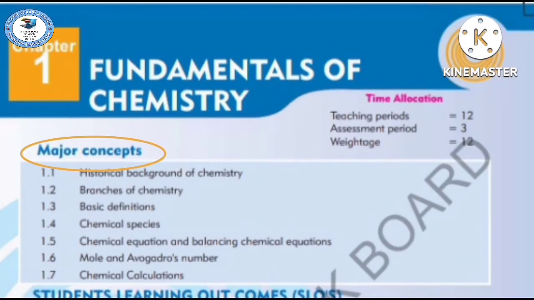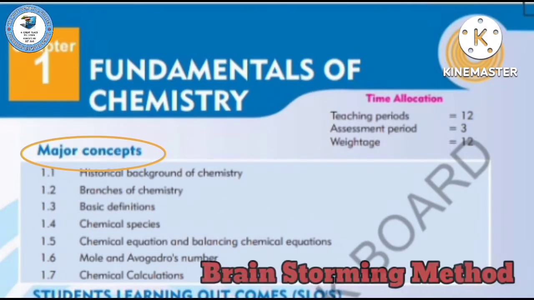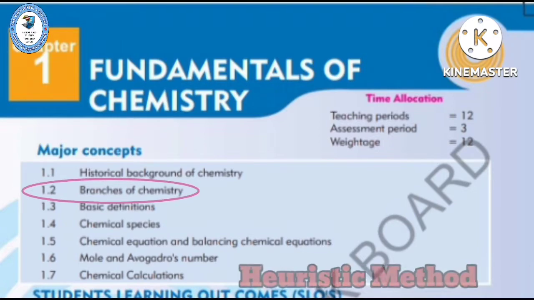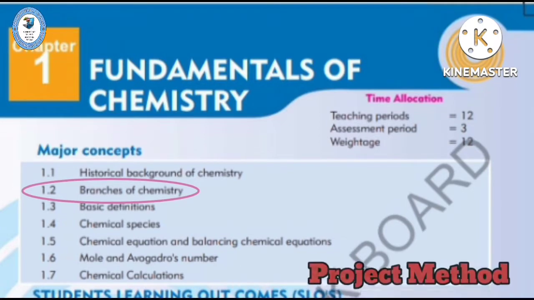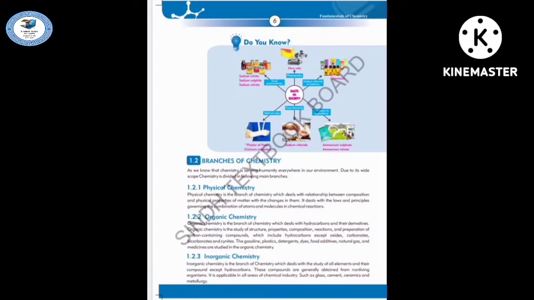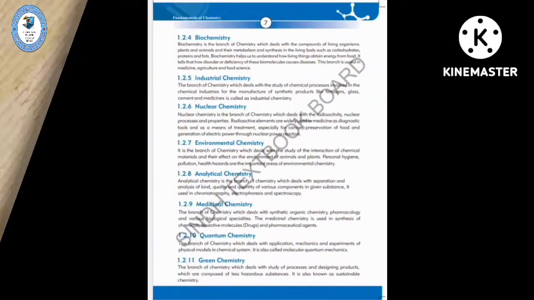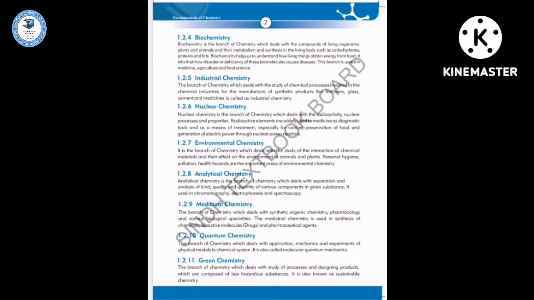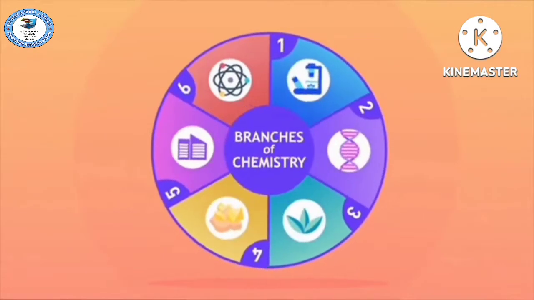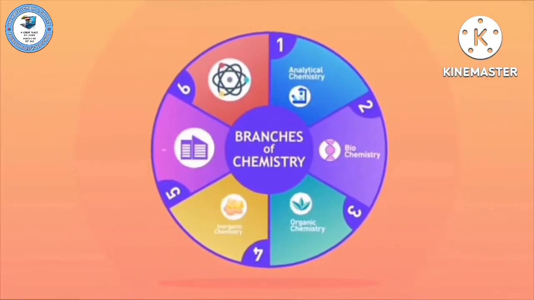Now we will see the second major concept, branches of chemistry, by using the brainstorming, heuristic, and various project methods. There are many types of chemistry such as physical, organic, inorganic, industrial, nuclear, environmental, analytical, medicinal, quantum, green, and biochemistry. Here we will discuss a few types of chemistry.